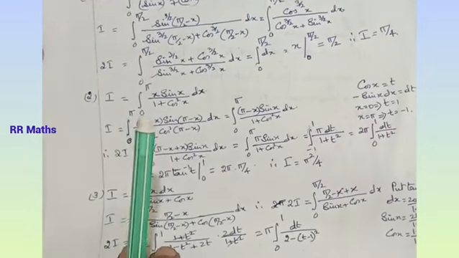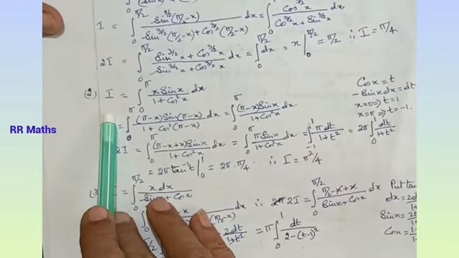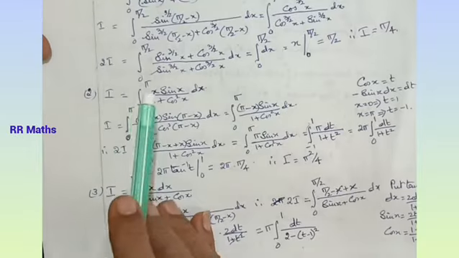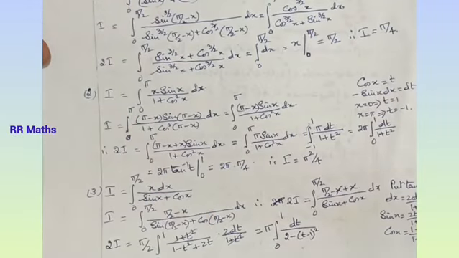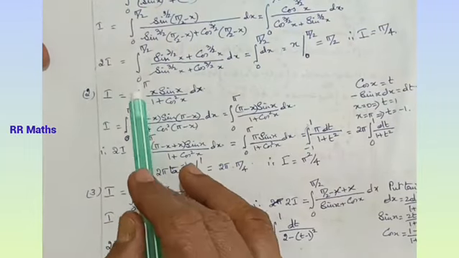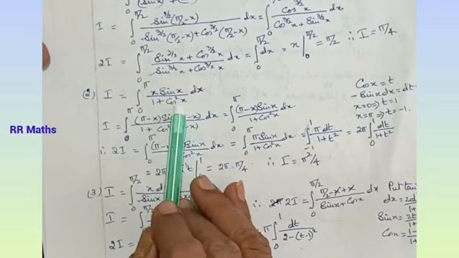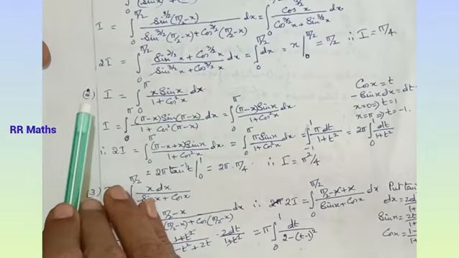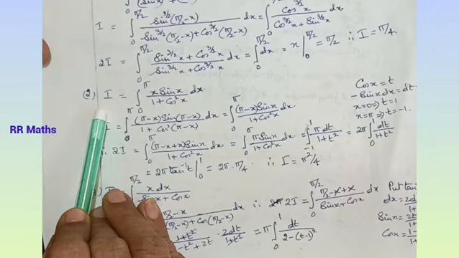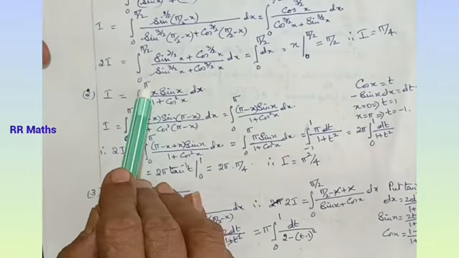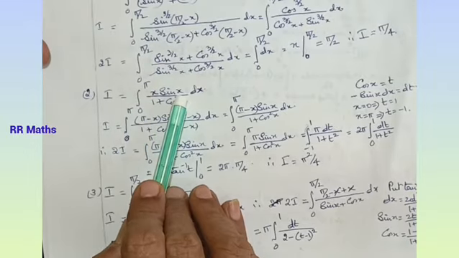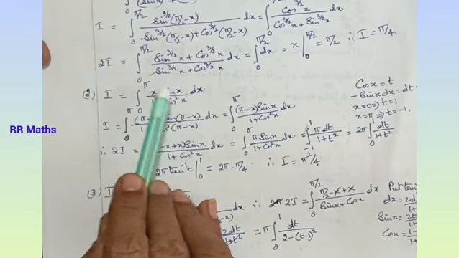Let's see the second problem. Generally in the question paper they don't give it as I. They will only say integral 0 to pi of x sin x divided by 1 plus cos square x dx. So you call the integral as I, and again using the same property, because the lower limit is 0 and upper limit is pi, instead of x, you change it as pi minus x.